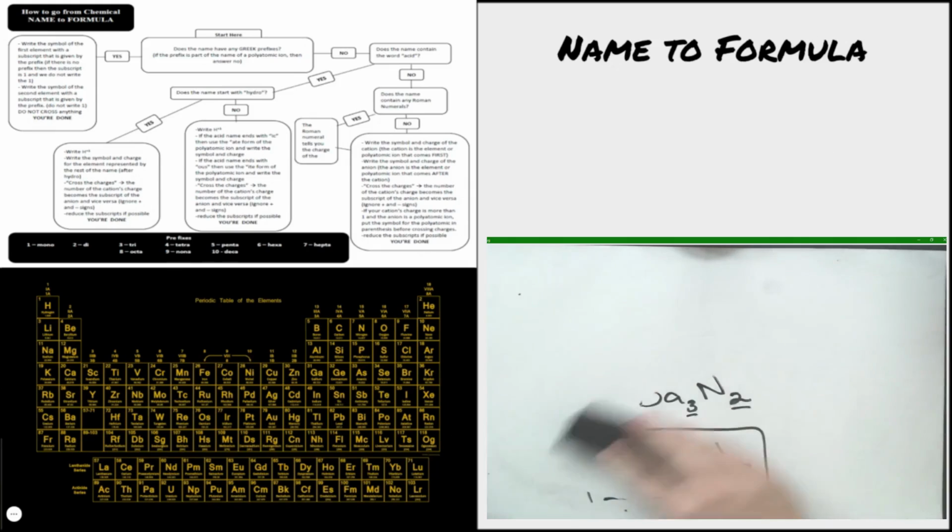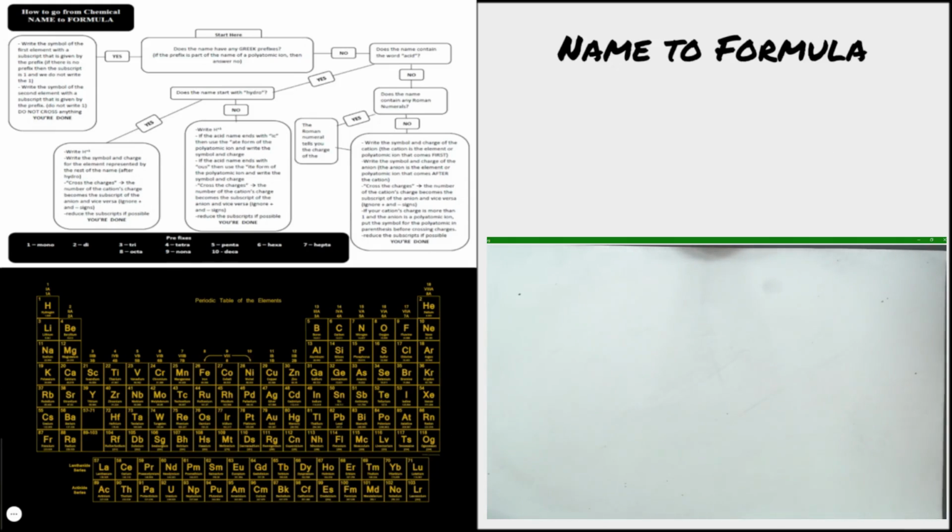Okay, so let's get rid of all of this, and calcium oxide. So I'm going to go through the flowchart again, just starting over. Does the name contain any Greek prefixes? No. Does the name contain the word acid? I don't see the word acid there, so no. Does the name contain any Roman numerals? Nope.